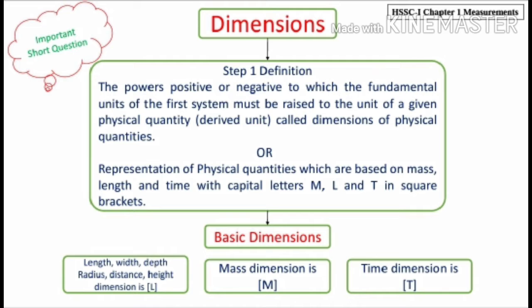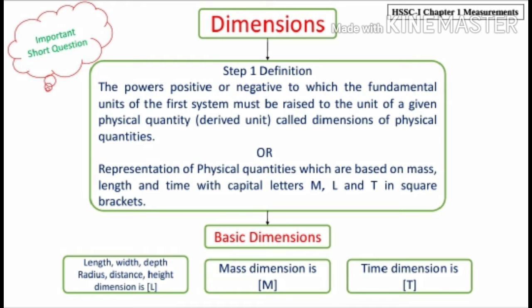Step number one is definition. The power, positive or negative, to which the fundamental units of the system must be raised to obtain the unit of a given physical quantity. These physical quantities might be derived quantities or derived units, called dimensions of physical quantities. Or in a simple way, a representation of physical quantities based on mass, length and time with the capital letters M, L and T in square brackets.